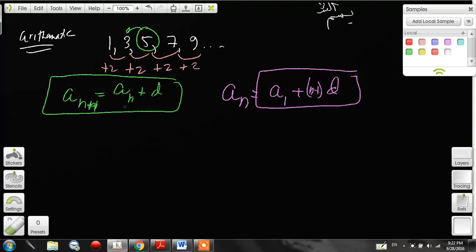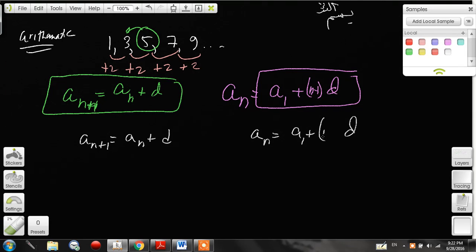So there are two ways to get the nth term: either from the term that's before it, or from the first term. When n is 1, this will turn out to be 0. These are two formulas that you have to know if you really want to understand arithmetic sequences. To get the next term, you take the term and add the difference, or to get the nth term, you take the first term and add a certain number of d's. How many d's?